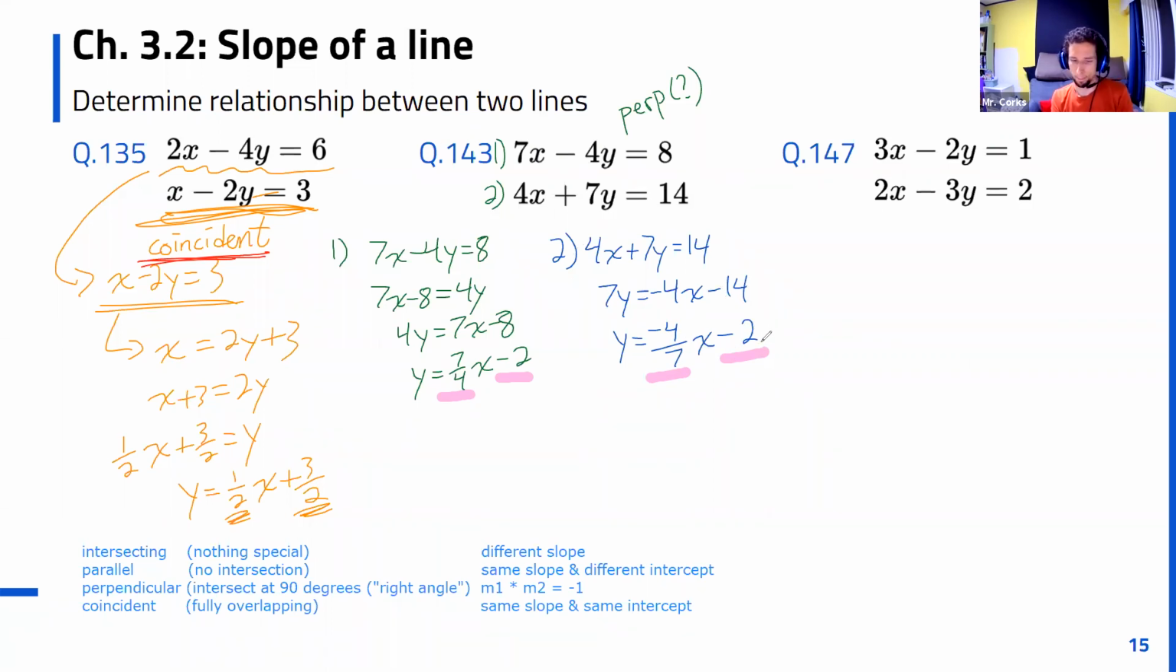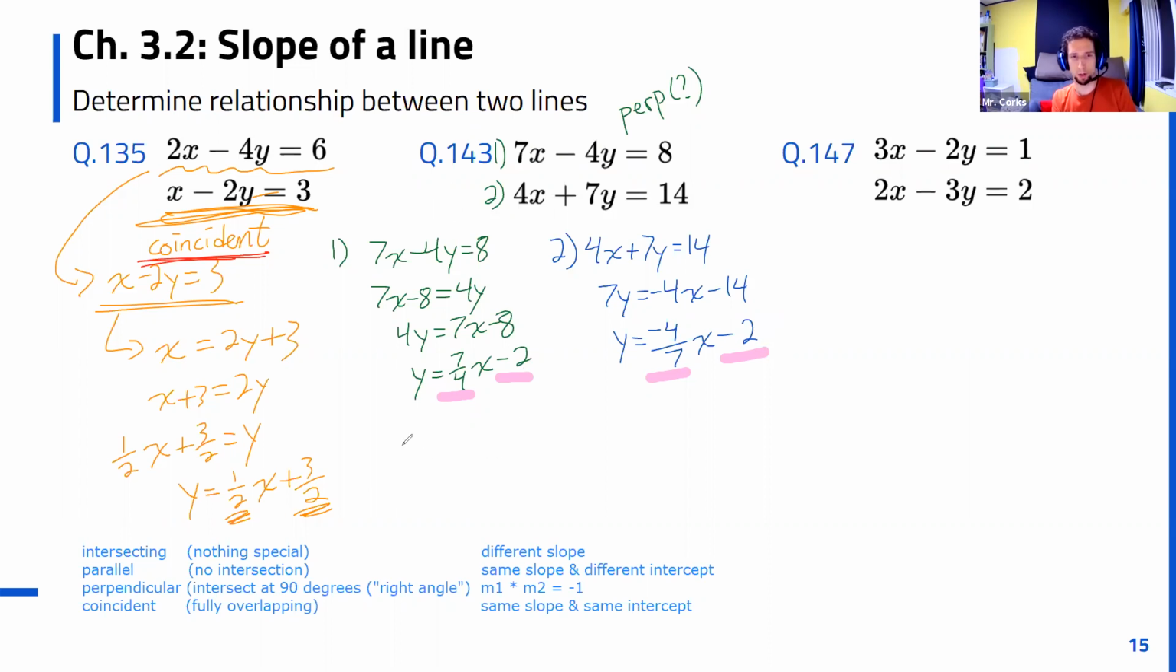It has the same intercept. Okay, just the same slope, intercepts, that's interesting. And what about slopes? So negative 4 over 7 is the negative reciprocal of 7 over 4. Okay, so the negative reciprocal, I'll explain that here.